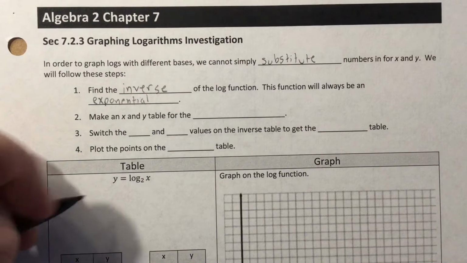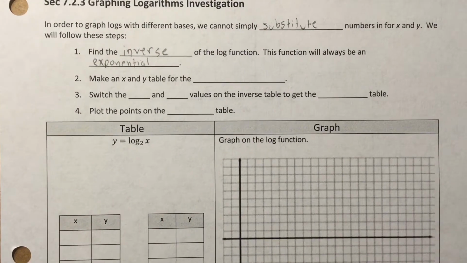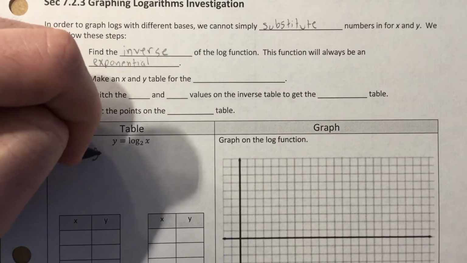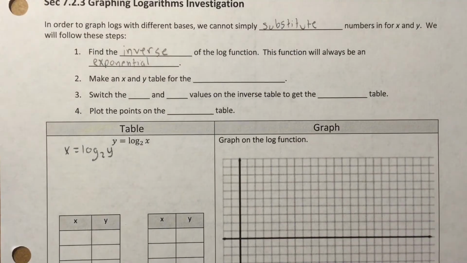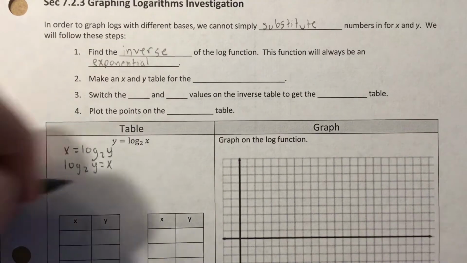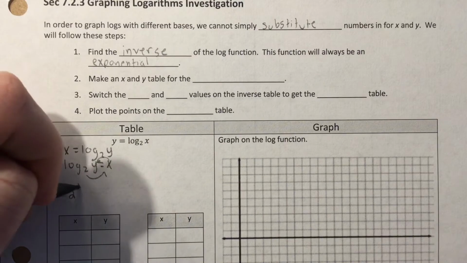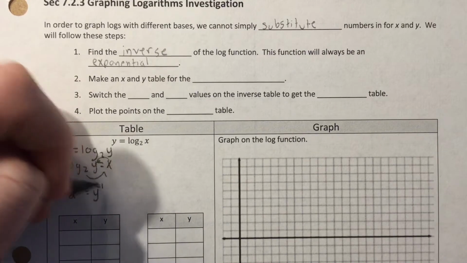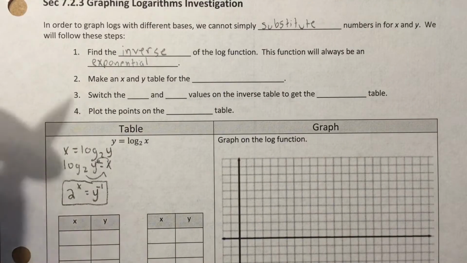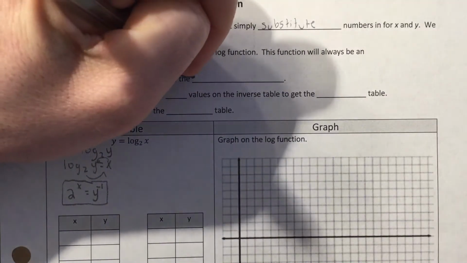All right, so right here we have y equals log base 2 of x. And so I'm going to flip my x and my y, and I'll get x equals log base 2 of y. Again, if it helps, you can write the log on the left. And then when I do my circle, I would get 2 to the x equals y. So that's the inverse, 2 to the x, which we can make an xy table for the inverse or the exponential.